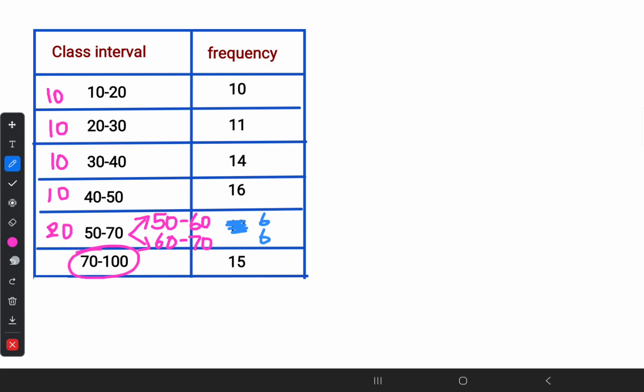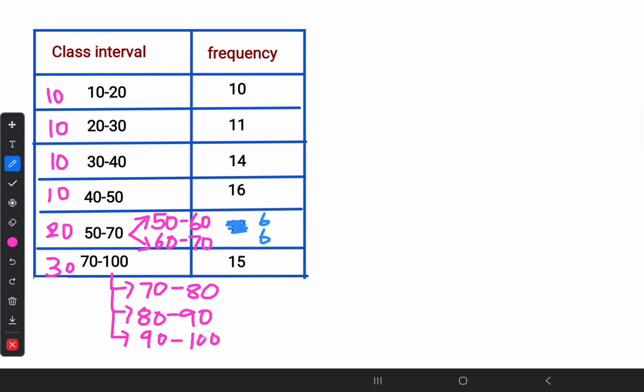The class width would be 100 minus 70. It is 30. So like the previous case, here is a combination of three intervals. What are they? I will mark them here. 70 to 80, that would be an interval. And 80 to 90, that would be another interval. And finally we will have 90 to 100. That is also another interval. This is a combination of three individual intervals.